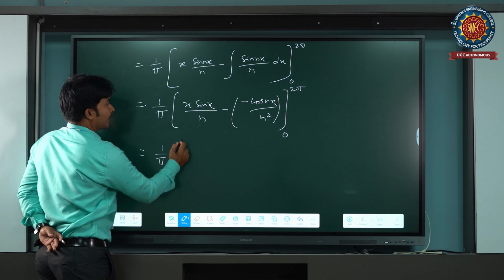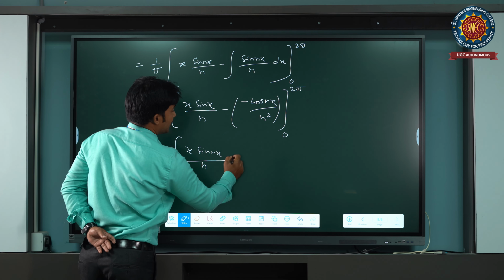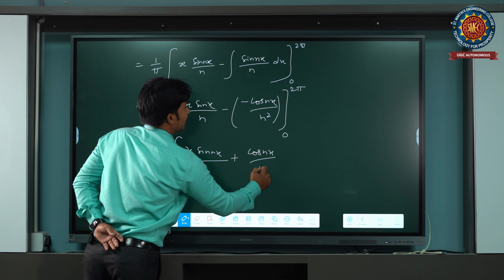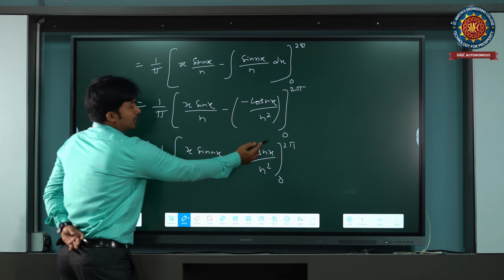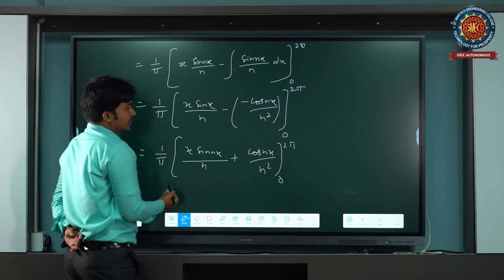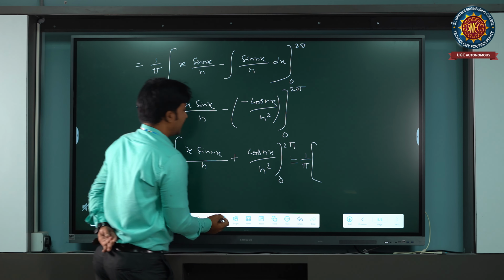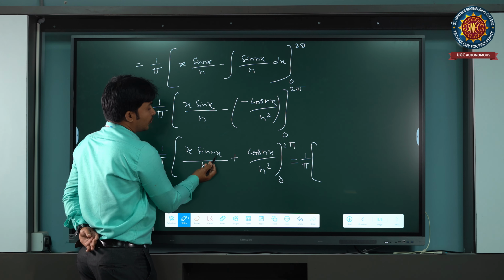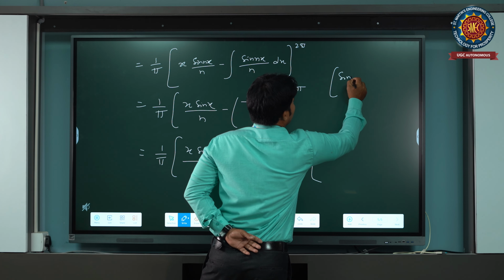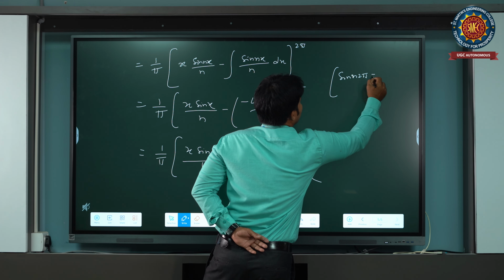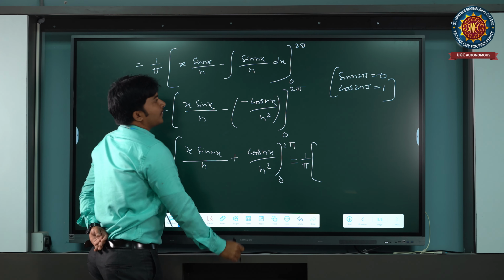Equal to 1 by pi, x sin nx by n, minus into minus plus cos nx by n square, 0 to 2 pi. First substitute the upper limit 2 pi, next substitute the lower limit. Sin n 2 pi equal to 0 and cos 2n pi equal to 1. These are the values.